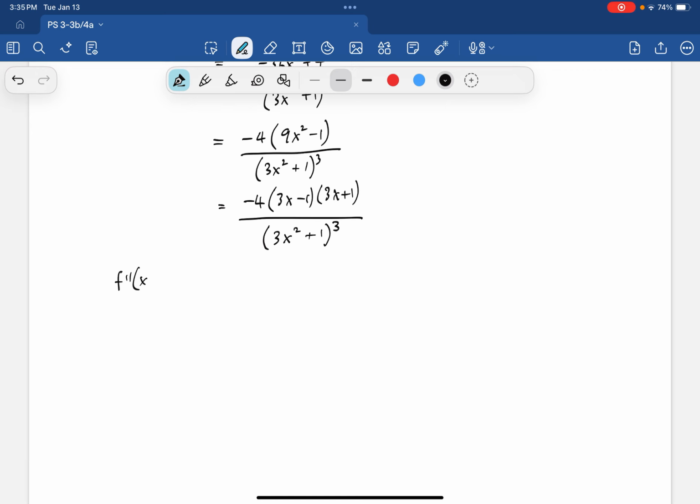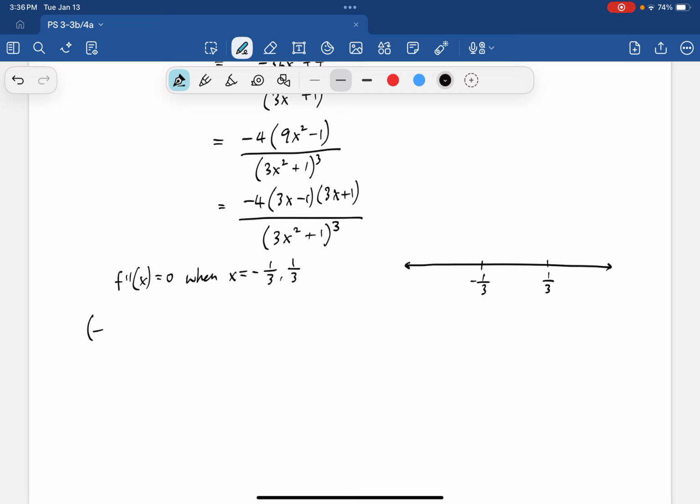Okay, so f double prime of x equals 0 when x equals 1/3 or negative 1/3. And we never have to worry about the denominator equaling 0 because this is always positive, because x squared is always greater than or equal to 0, and we're just adding 1, right? So this is always a positive number in the denominator. All right, so we have 3 intervals, don't we? Negative 1/3, 1/3.